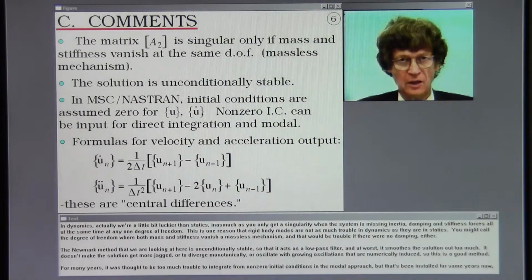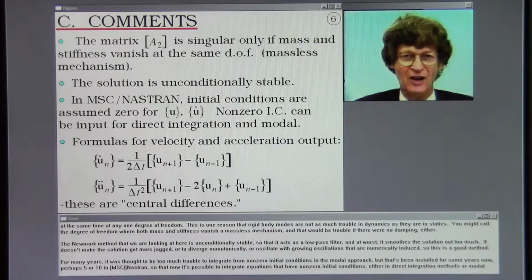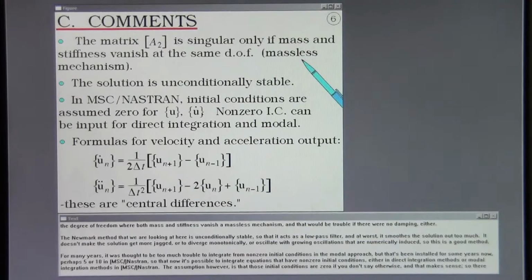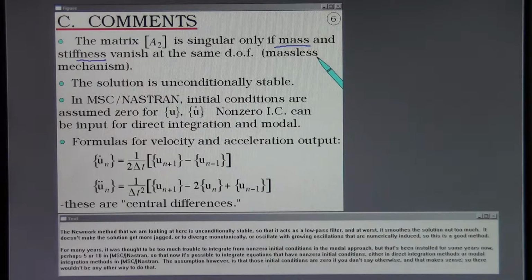In dynamics, actually we're a little bit luckier than statics, inasmuch as you only get a singularity when the system is missing inertia, damping, and stiffness forces all at the same time at any one degree of freedom. This is one reason that rigid body modes are not as much trouble in dynamics as they are in statics. You might call a degree of freedom where both mass and stiffness vanish a massless mechanism, and that would be trouble if there were no damping either.